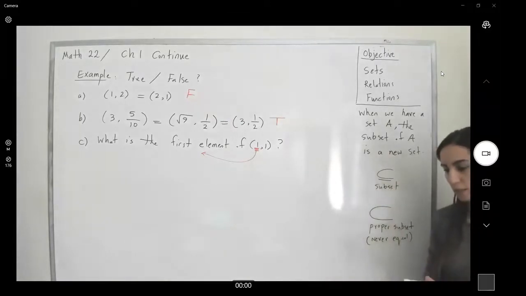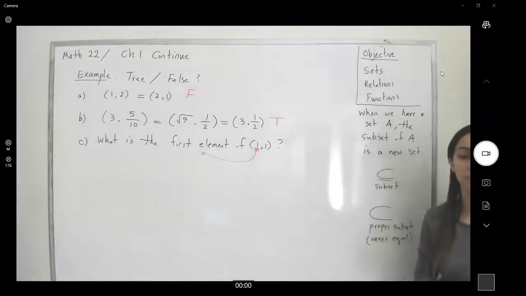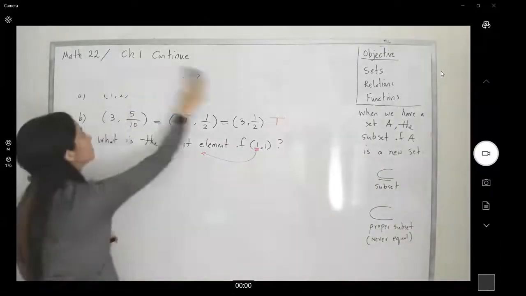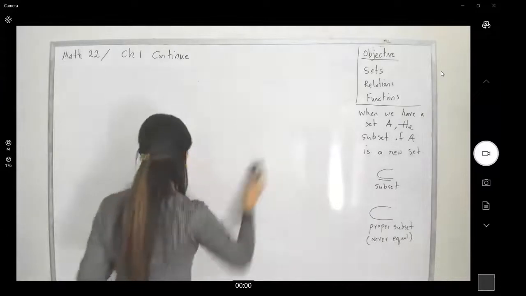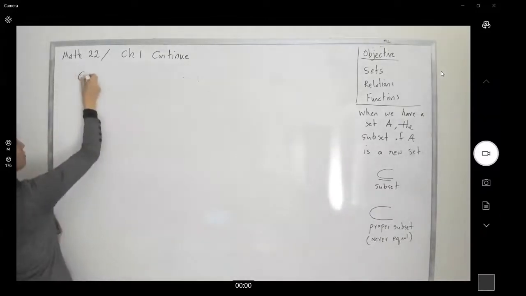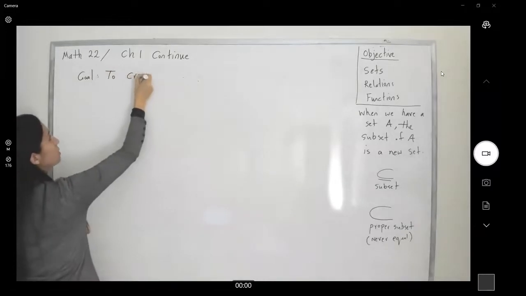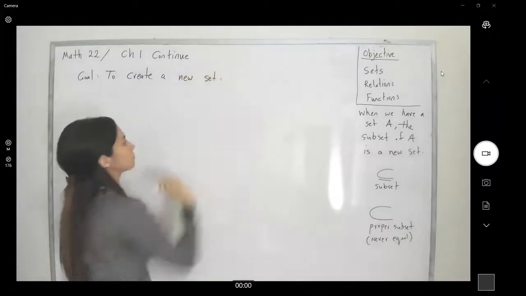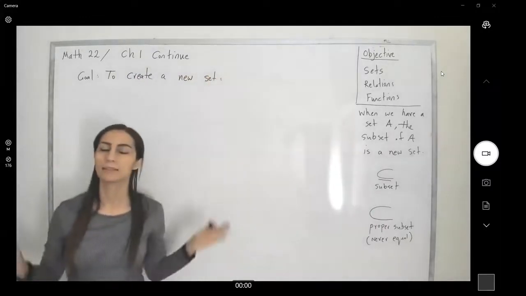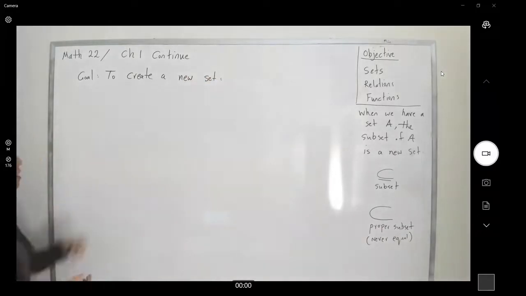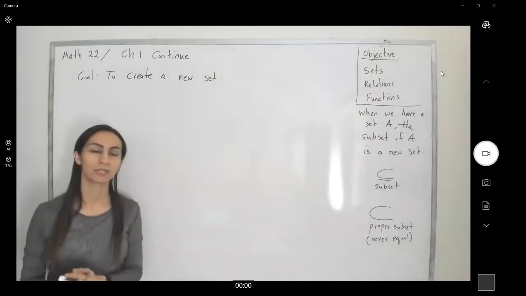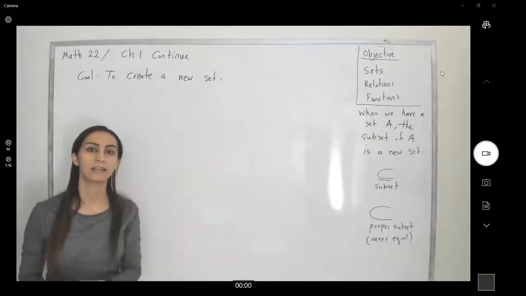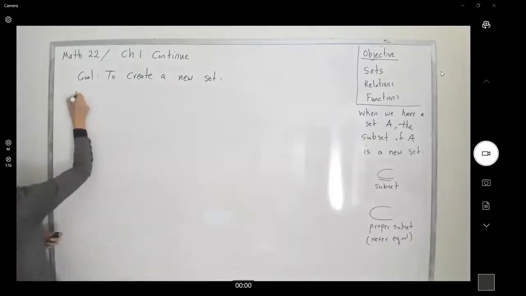Now I expect you to ask, what other operations can we use to create a new set? This is our goal. Our goal is to create a new set by using one set, two sets, more sets. One of the methods that we're going to use is the Cartesian product between a set and itself or two sets. Definition.